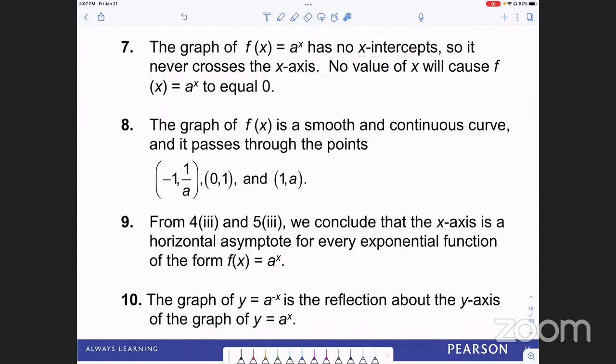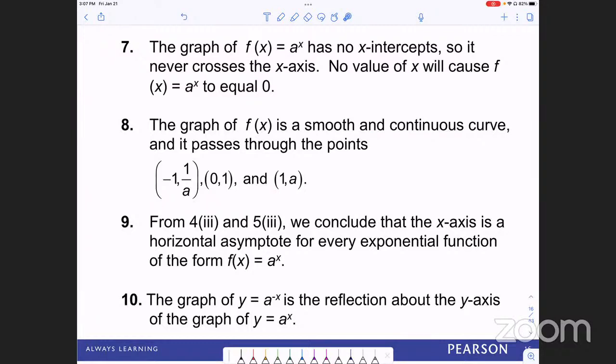No value of x will cause f of x to equal 0. The graph of f of x is a smooth and continuous curve, and it passes through the points when x is -1, 0, and 1, right? So you have these 3 special points. They kind of give you the sense of which way the exponential graph is behaving or moving.